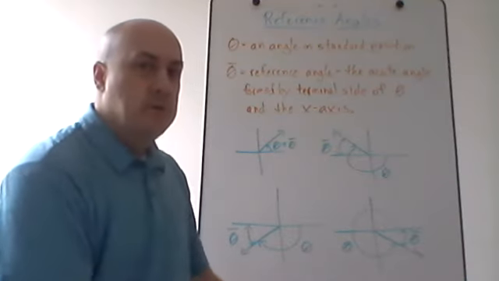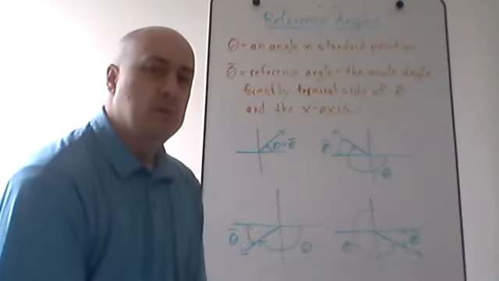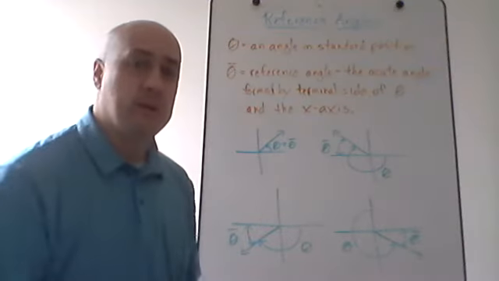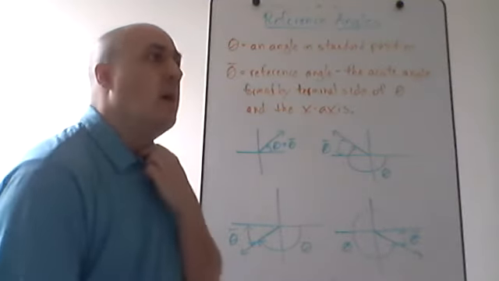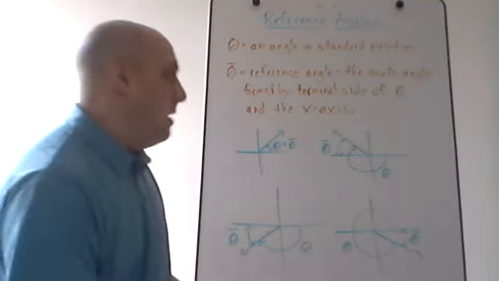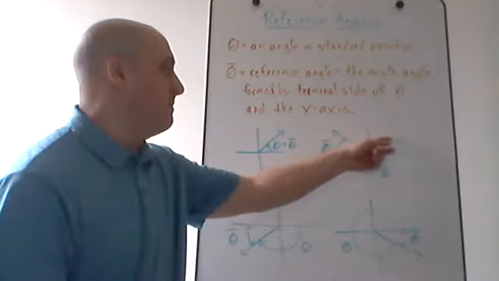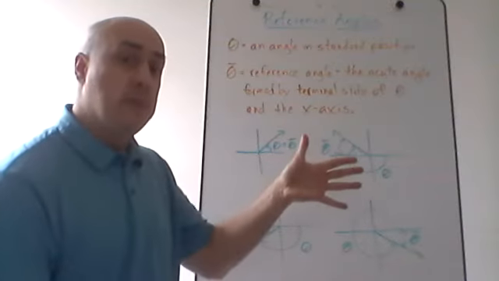Alright, in this video here we're going to be talking about reference angles. Reference angles are things we can use to evaluate trigonometric functions of angles using the values that we know from the unit circle. Basically, a reference angle is going to be one of the angles we know from the unit circle from the first quadrant, or that we can use with our trig hand.